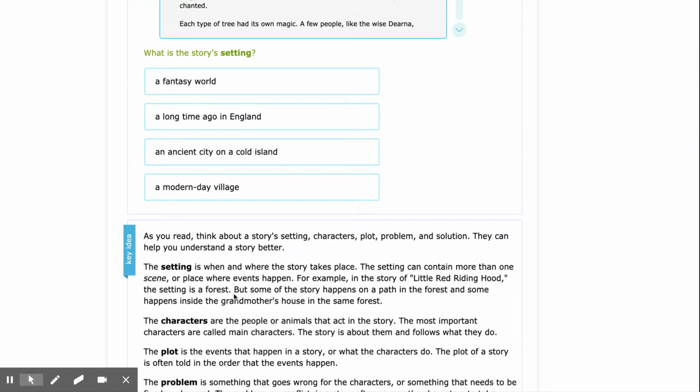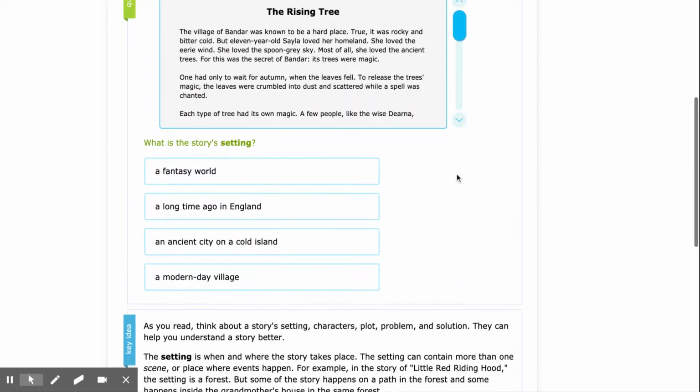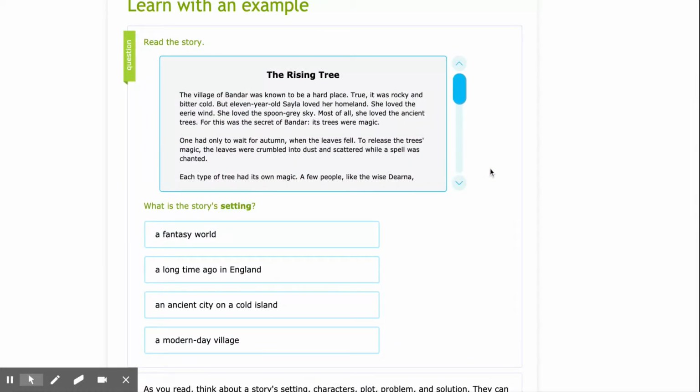Let's remind ourselves. The setting is when and where the story takes place. Let's start reading. The village of Bandar is known to be a hard place. True, it was rocky and bitter cold, but 11-year-old Selah loved her homeland. She loved the eerie wind. She loved the spoon-gray sky. Most of all, she loved the ancient trees. But this was the secret. For this was the secret of Bandar. The trees were magic.